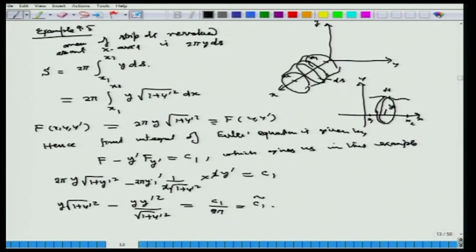Into y prime. Y prime, this factor is coming from here. So, taking the LCM here, we get this term will cancel. So, we will have y into 1 plus y prime square minus y prime square equal to c 1 tilde, which implies that y over square root 1 plus y prime square equal to c 1.